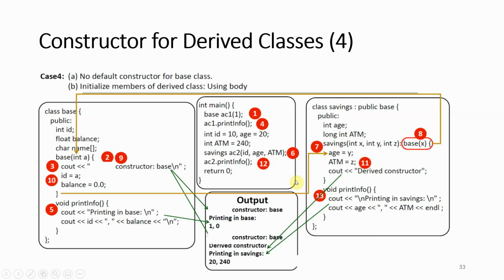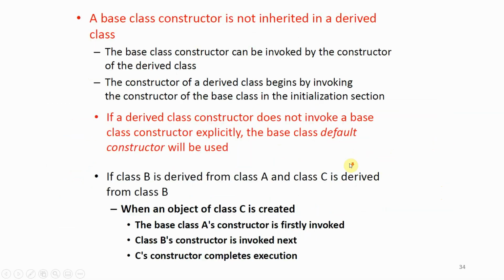This is another example. It's very similar to what we saw before. The only difference is that we don't have any other member variable initialization inside the initialization list. Everything is happening inside the function. So a base class constructor is not inherited in a derived class. The base class constructor can be invoked by the constructor of the derived class.